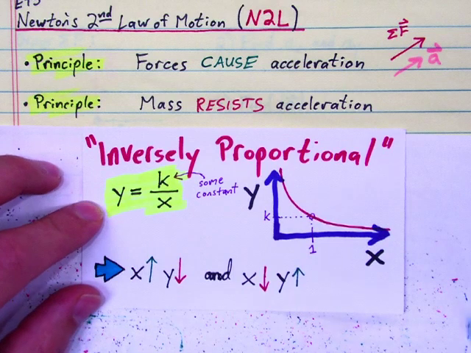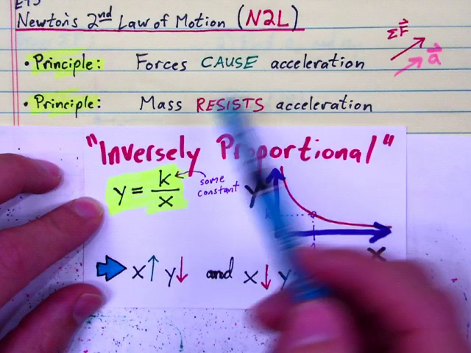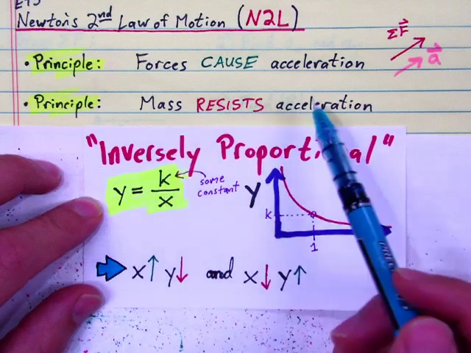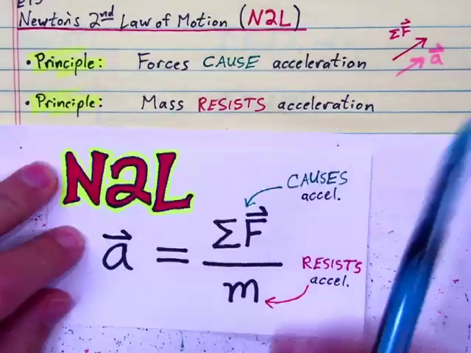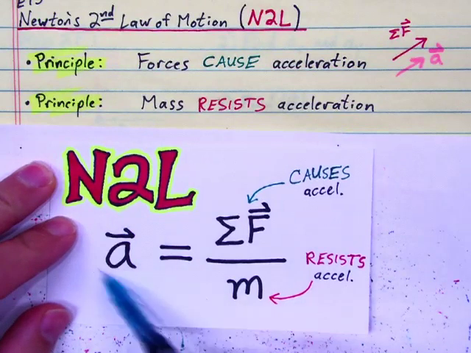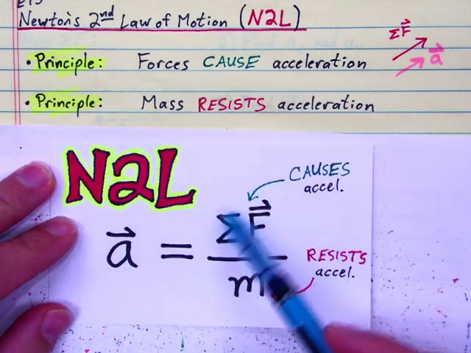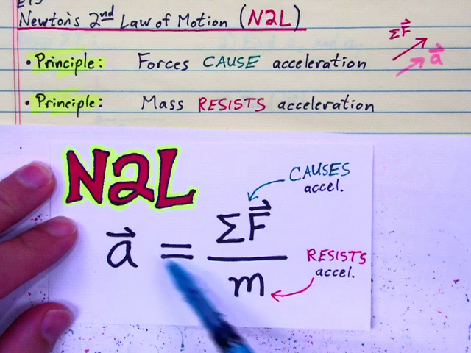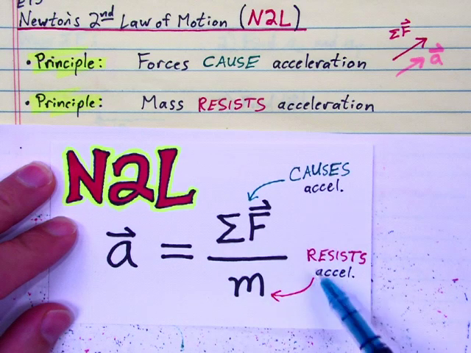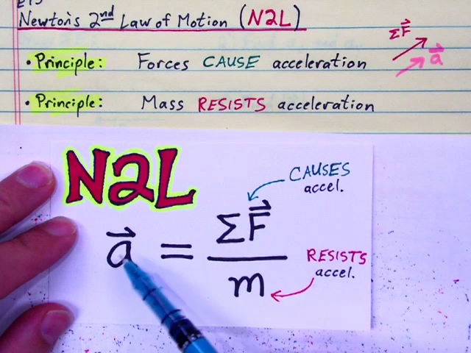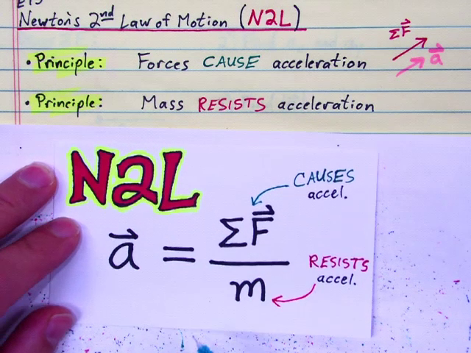So putting together this directly proportional relationship between force and acceleration and this inversely proportional relationship between mass and acceleration, we can propose Newton's second law. Acceleration must be directly proportional to the net force that's causing the acceleration and inversely proportional to mass down here in the denominator, resisting acceleration. As the net force gets bigger, acceleration gets bigger. But as mass gets bigger, acceleration gets smaller.